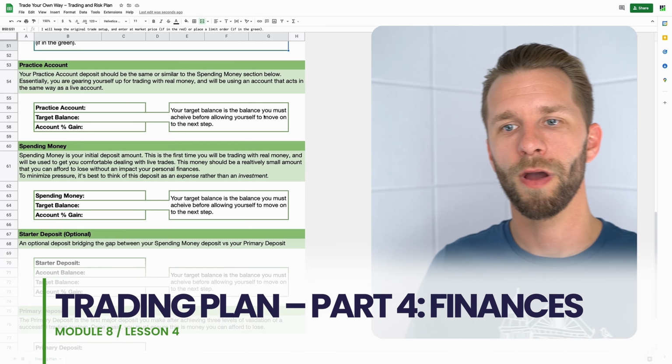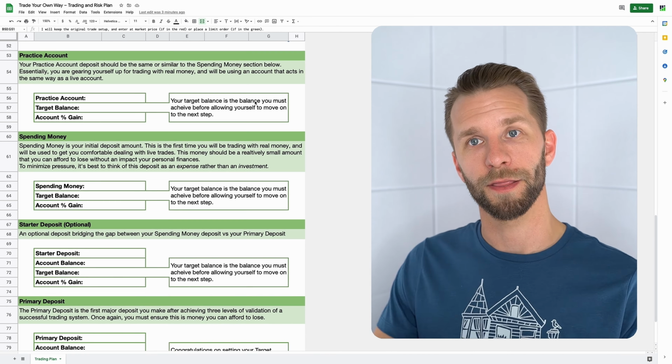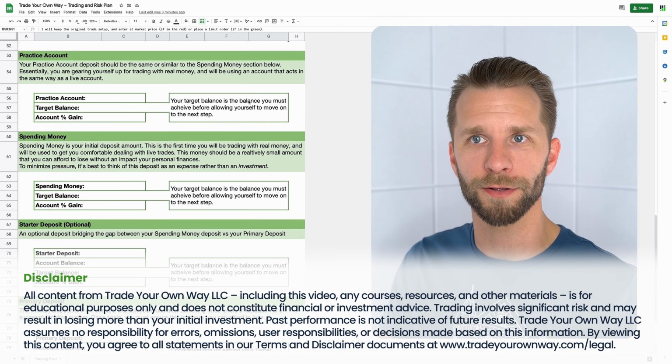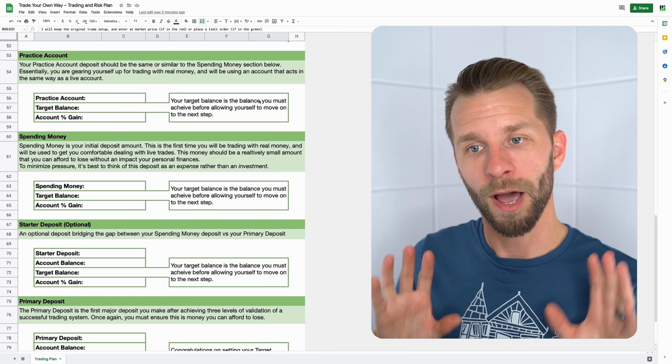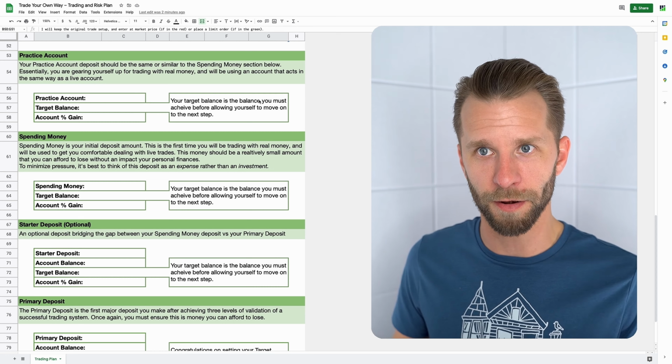So now is where we get into the actual finances. I've split down our account balance into 4 different sections: a practice account, spending money, starter deposit, and primary deposit. Once again, this is all hypothetical and educational and is not meant as investment advice.